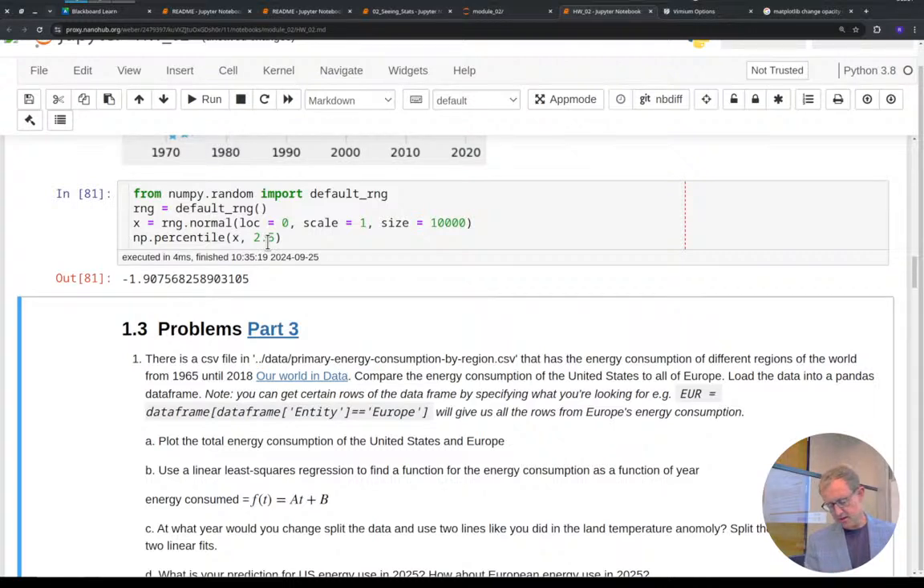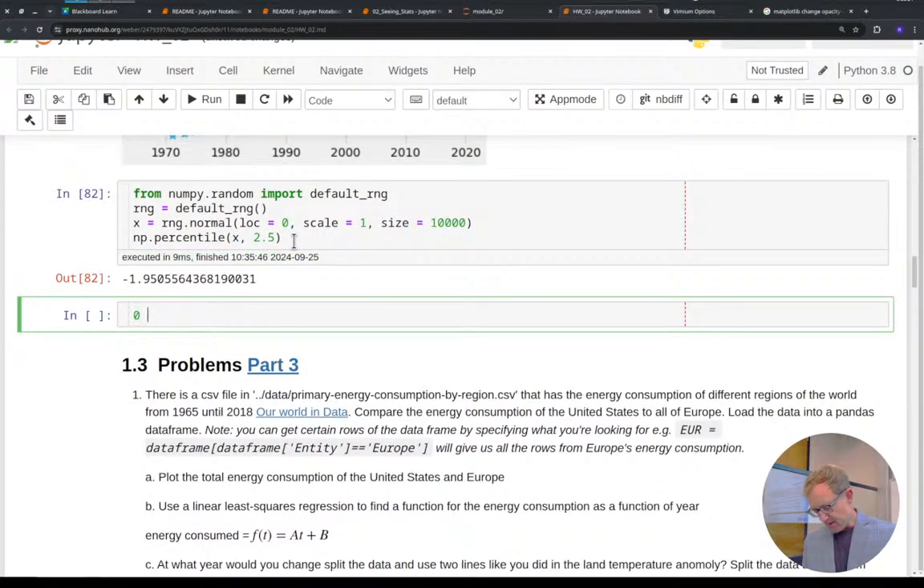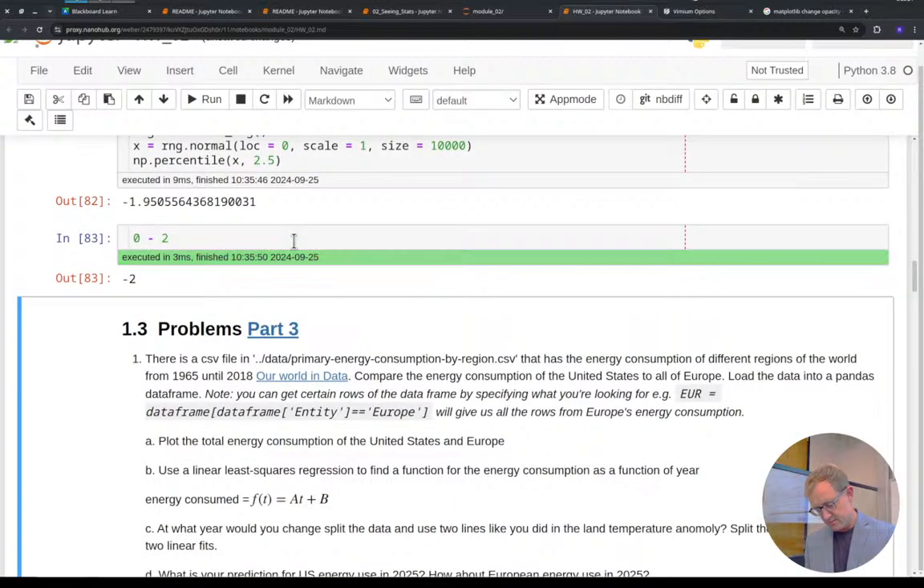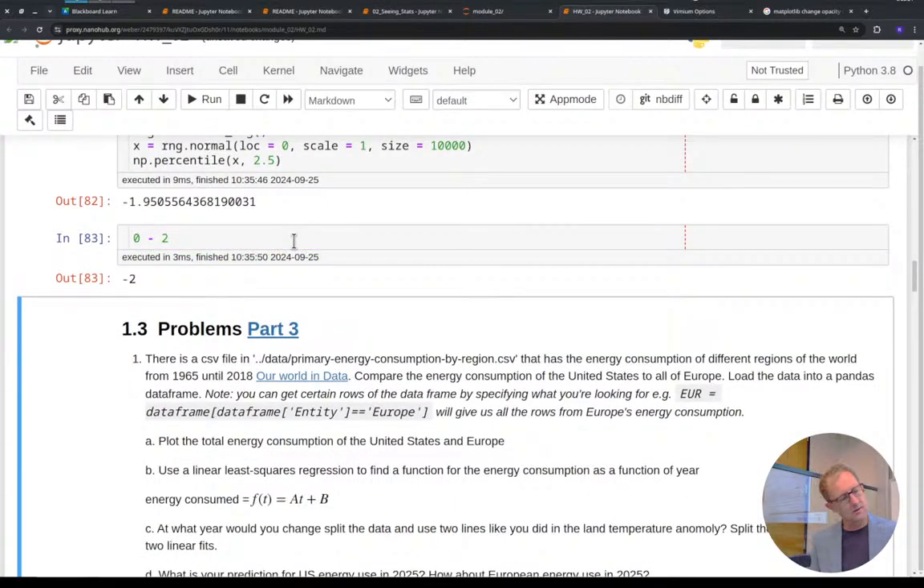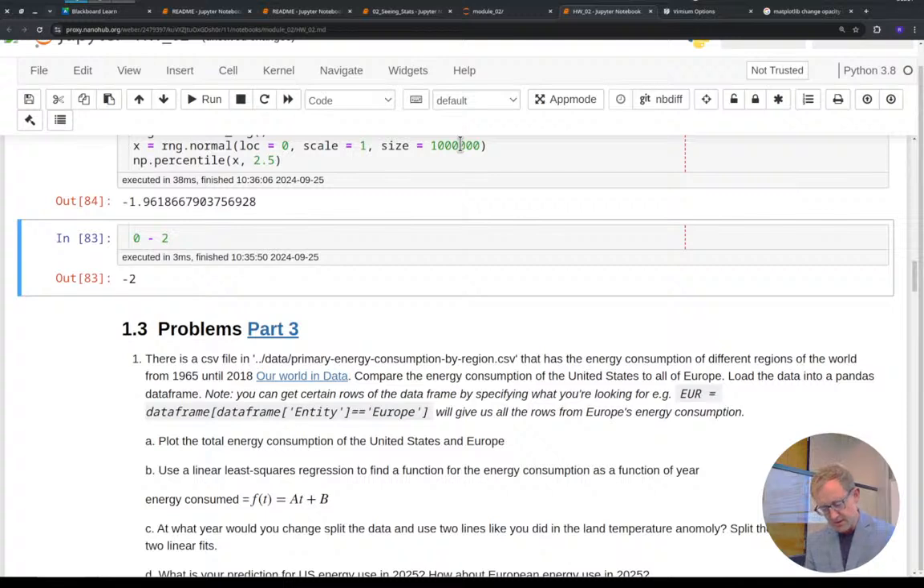But you don't really need random numbers for it. I mean, I guess you can, but really this is the same thing as 0 minus 2, so minus 2, because it's 2 times scale. Is 2.5%. Yeah, it can work, and the bigger this number gets, the closer it's going to be to that one.